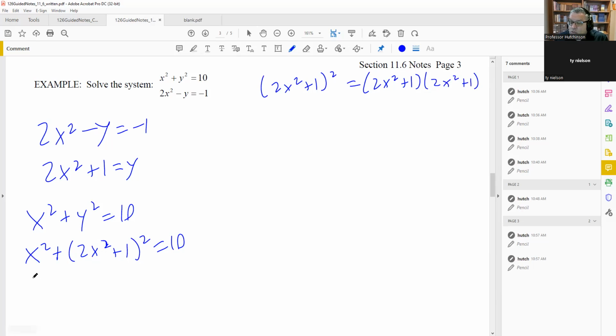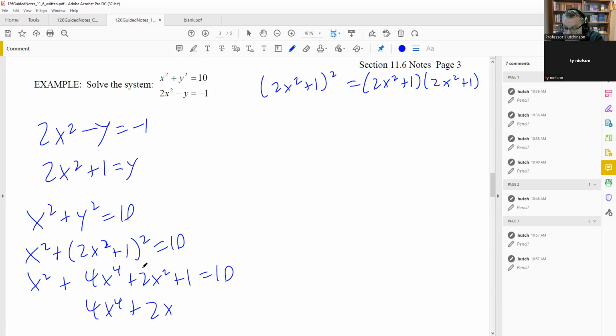Again, don't just square the first one and the second one. So you multiply this, we get x squared plus 4, and that's going to be x to the fourth power. And I have a square and a square, so that's going to be plus 2x squared plus 1 equals 10. So I just expanded all this out. The next thing I want to do is add like terms: 4x to the fourth plus 3x squared, because I have a 1x squared and a 2x squared, so 3x squared. And that equals, I still have it equal to 10.